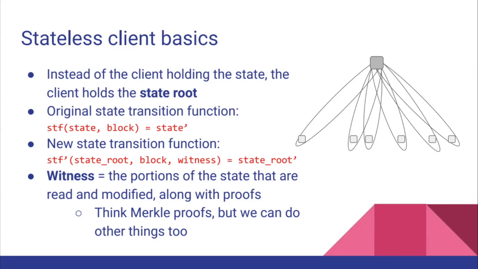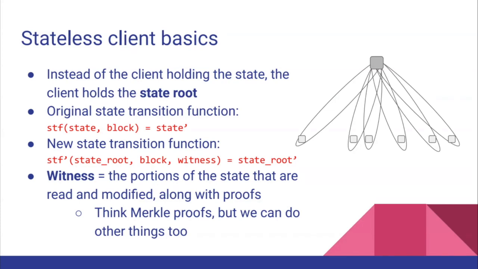We can think of a new state transition function, STF prime, where you talk about the state root instead of the state, the block, and a witness, and this outputs the new state root, which is equal to the root of the new state. The witness basically is the portions of the state that are read and modified in that particular block, along with proofs. We can think about it as Merkle proofs, but later on we'll talk about how we can do other things too, right?